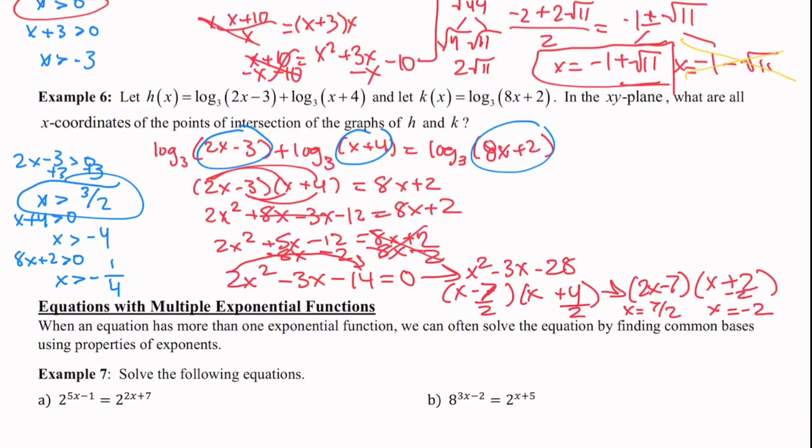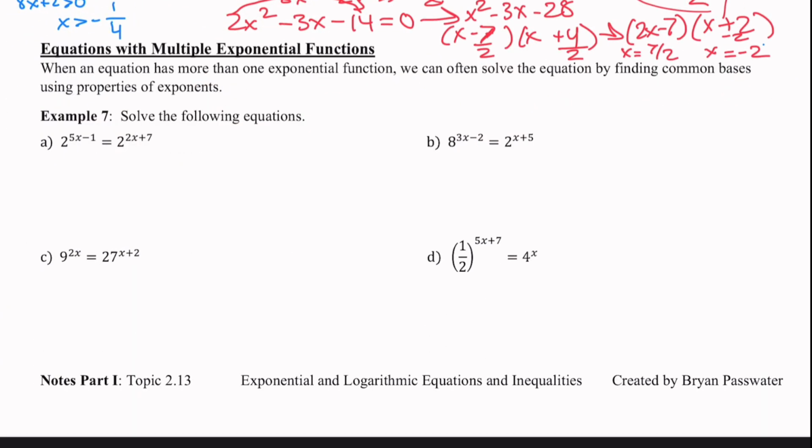So x is greater than 3 over 2, which is basically equal to 1.5 in decimal form. So this one's a negative. This one right here, we know 6 divided by 2 is equal to 3, so 7 divided by 2 is 3.5. So it looks like x is equal to 7 over 2 is our answer.